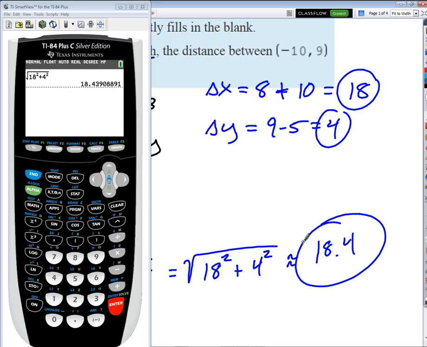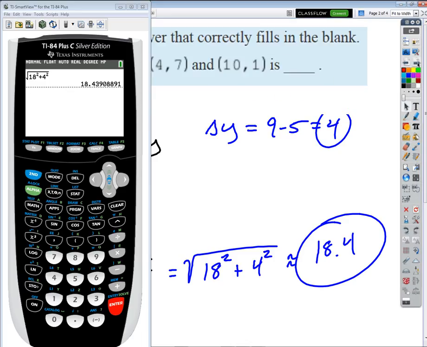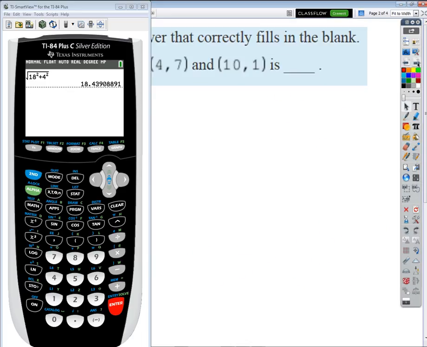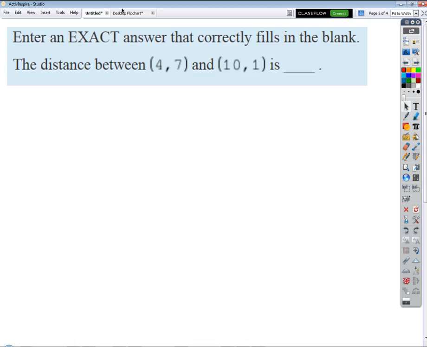Okay, questions? Okay, let's look at one more of those. Slightly different. Okay, what's different about the instructions here?